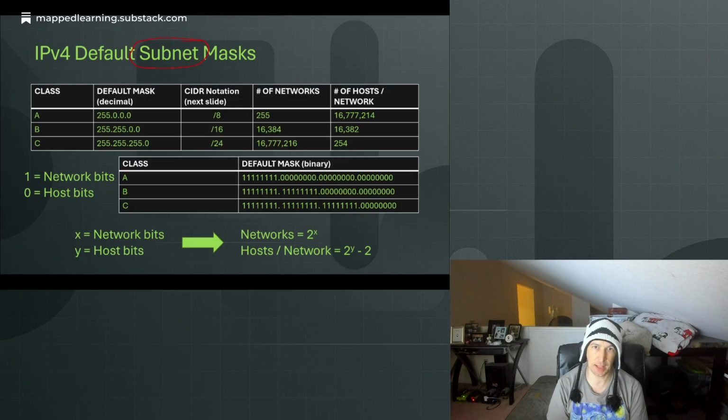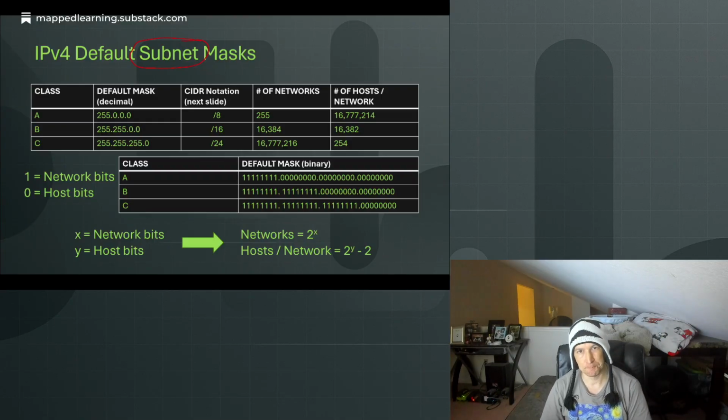So if we take the previous slide and convert that into default subnet masks, we can only look at the host address networks, Classes A, B, and C. Remember, D is for multicast, E is for experimental and reserved, so we can't use those. So for Class A, B, and C, we have default subnet masks. And I will give you an example of each.